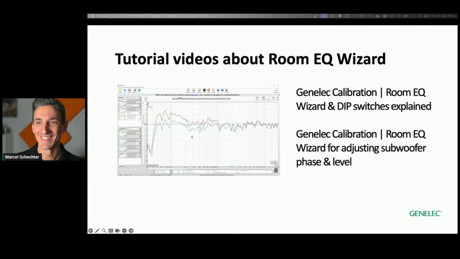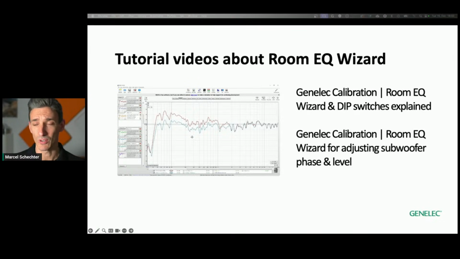So these are the two videos I was talking about. We will also link these, how to use Room EQ Wizard and how to make use of dip switches that are available, as you know, on all of our analog models.